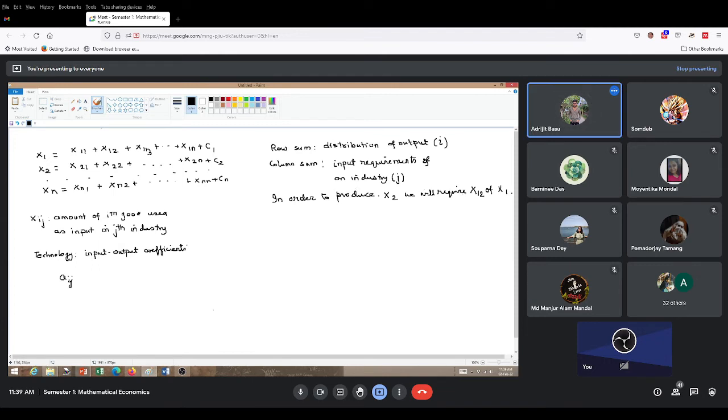So in order to produce one unit of X2, how much of X1 will we require?